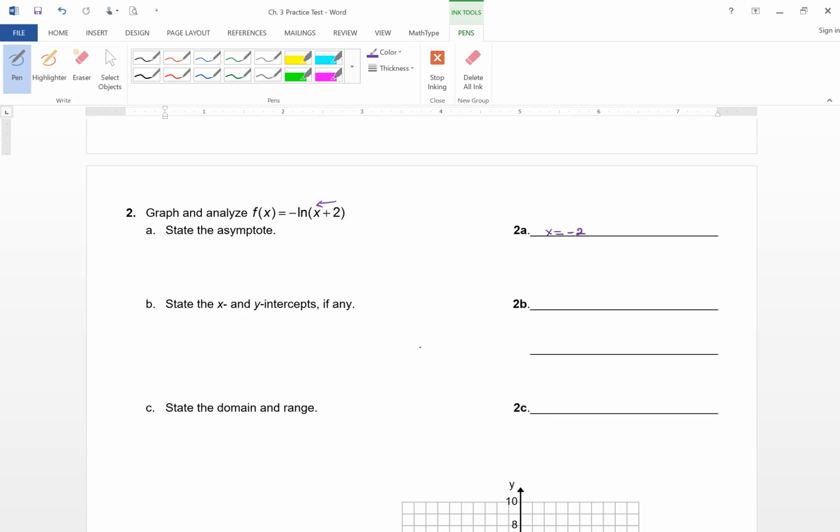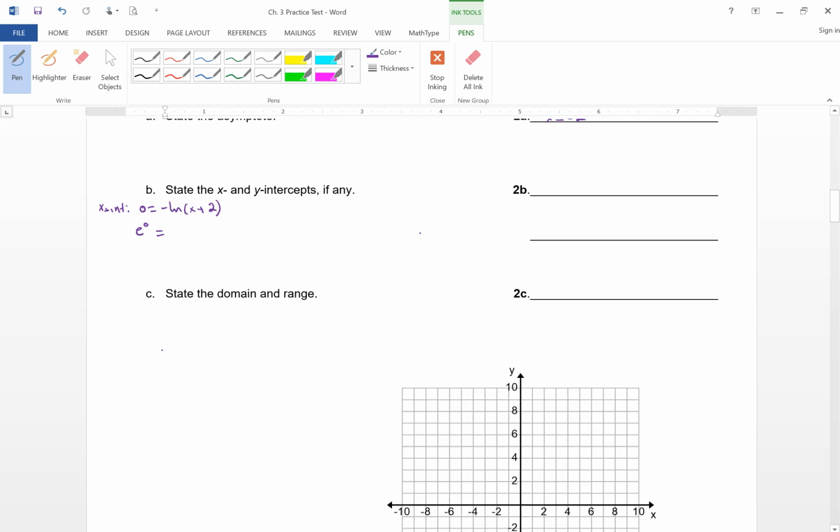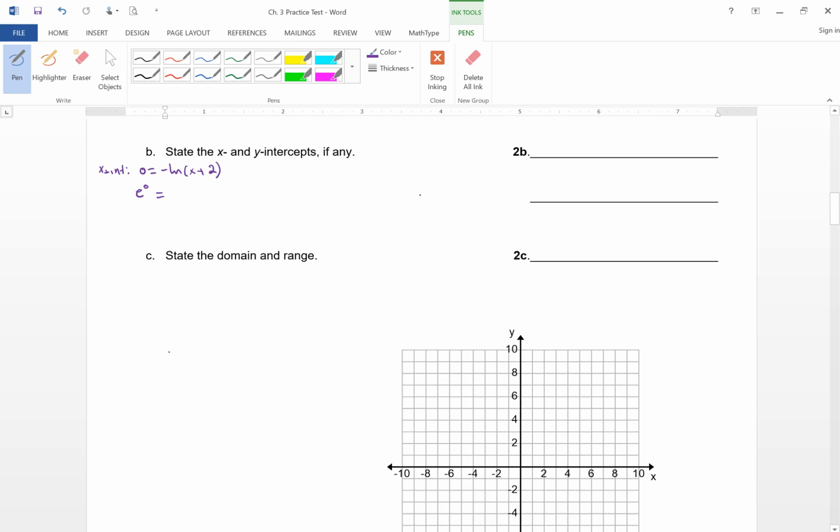For the x-intercept, y is equal to 0. That means 0 equals negative ln of x plus 2. So now you say, okay, e to the 0 is how much? Oh, e to the 0 equals x plus 2. X plus 2. X equals e to the 0 minus 2.